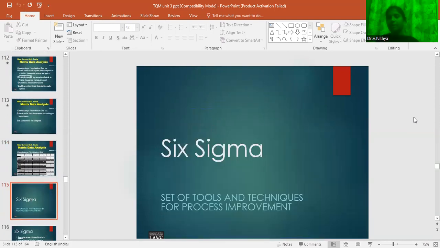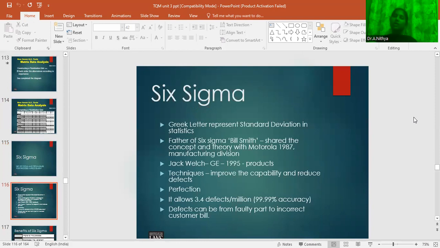Next topic is Six Sigma. So what is Six Sigma? It is a set of tools and techniques for process improvement. It was derived from the Greek letter sigma, which stands for standard deviation in statistics. The father of Six Sigma is Bill Smith, who shared the concept and theory with Motorola in 1987 in its manufacturing division. It is used to improve capability, reduce defects and bring perfection.